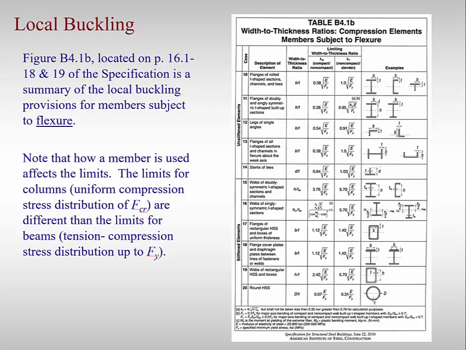Local buckling can also occur in members subjected to flexure, such as beams. Table B4.1b provides slenderness ratios and corresponding slenderness limits for these members. Note that these limits are different than the limits for members subject to axial compression, as the stress distributions across the cross sections are different.